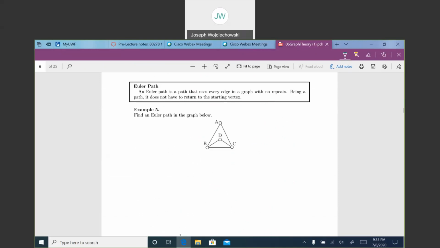An Euler path is a path that uses every edge in a graph with no repeats. Being a path, it does not have to return to the starting vertex. So find an Euler path in the graph below. Well, again, I want to use every edge, so I can go from A to B. Is that going to work?